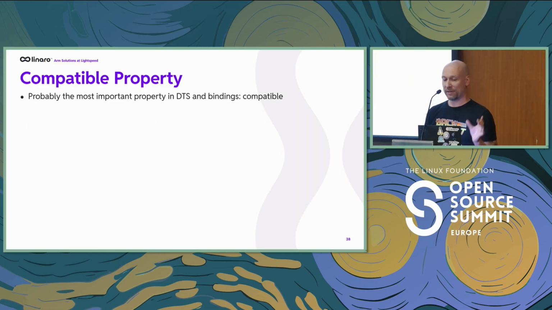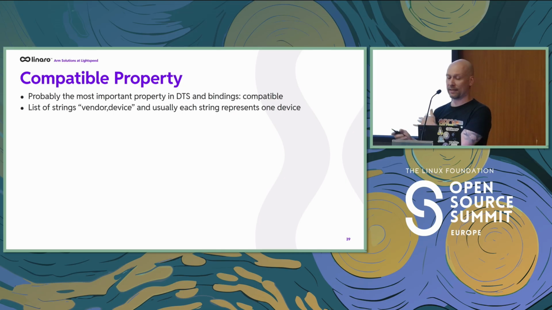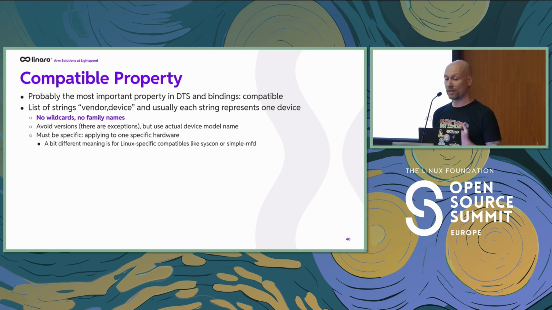Compatibility, that's quite a common mistake here. So the most important property there, and actually the first property there, is the compatible. Compatible is a list of strings. The format is vendor, comma, device name. And each of such strings represents some specific device. So we don't want here family names, we don't want generic names of some class of devices, wildcards. We want this to match the specific hardware, the specific device.